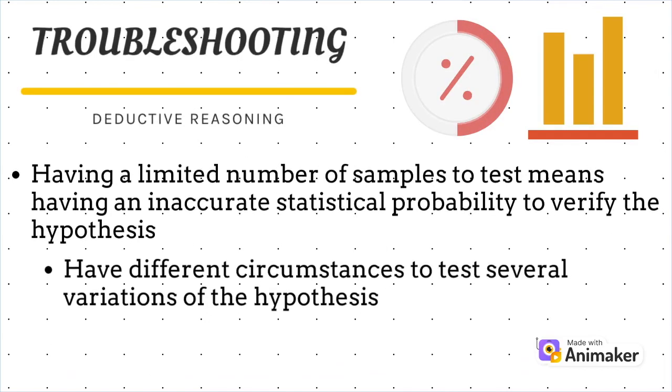If there are only a limited number of samples used to test the hypothesis, then the statistical probability calculated to verify the hypothesis will be inaccurate. If various different circumstances are used to test variations of the hypothesis, then the probability can be calculated.